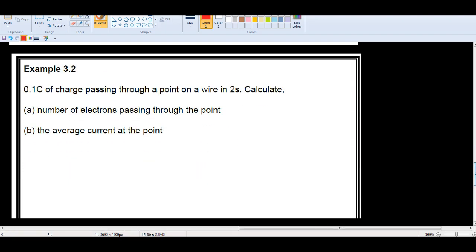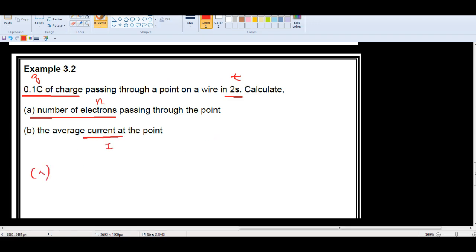Okay, 0.1 coulomb passing through a point on a wire in 2 seconds. Calculate the number of electrons. Okay, so this time you need to find the number of electrons given what? Given charge, okay, and given the time. Okay, so here's the charge, it's the time, number of electrons passing through the point, and then you are going to find the current.